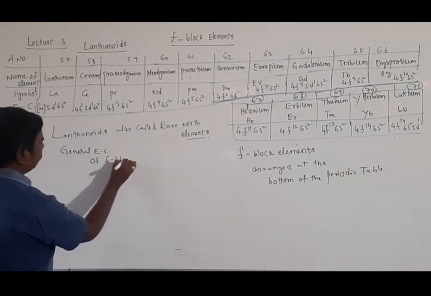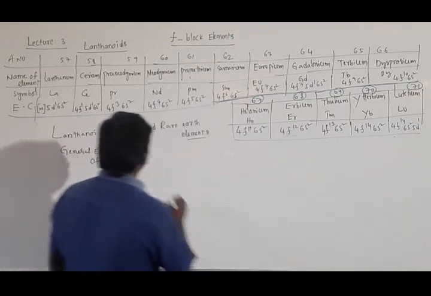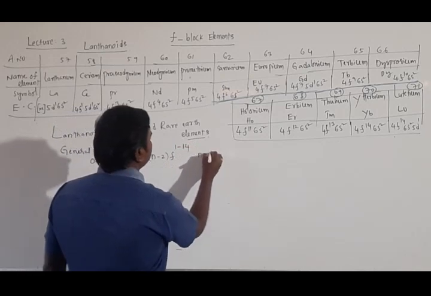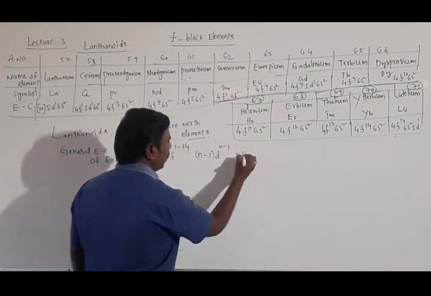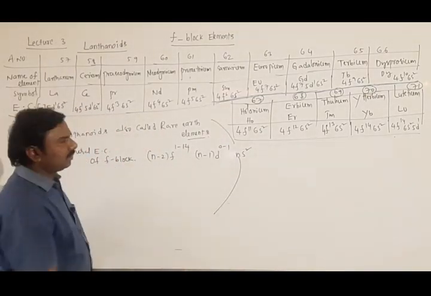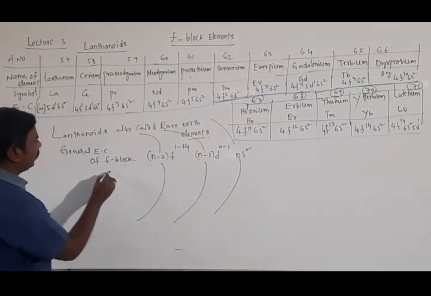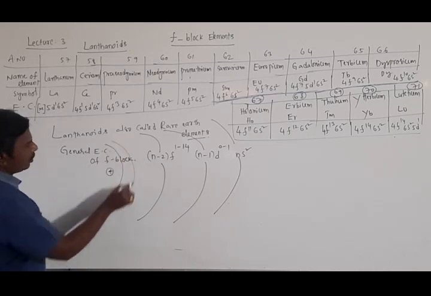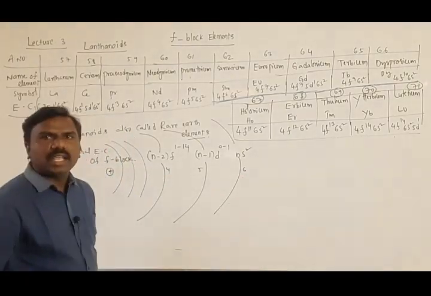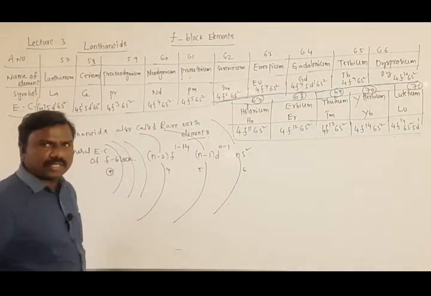F block. First of all, we will discuss the F block elements. The first one is (n-2)f 1 to 14, (n-1)d 0 to 1, ns2. Just observe clearly, students: this is the last shell, this is last but 1, this is last but 2, and this is the nucleus. Imagine the 1st, 2nd, 3rd, 4th shell, 5th shell, 6th shell. N must be 6. These are all the shells.